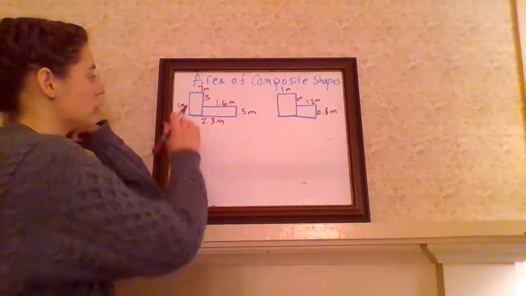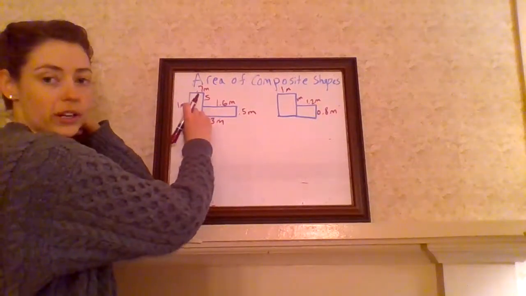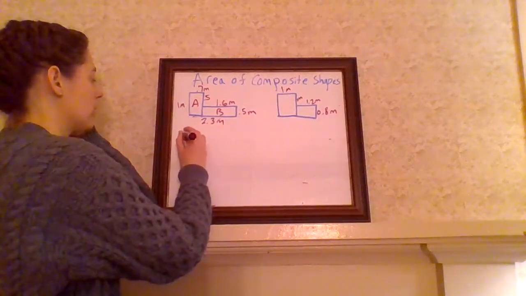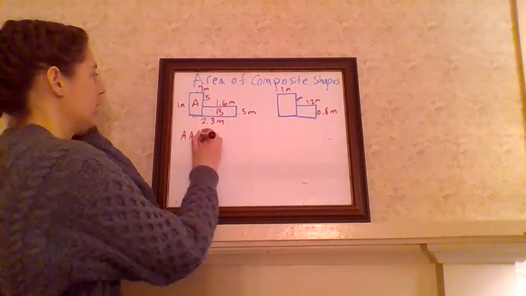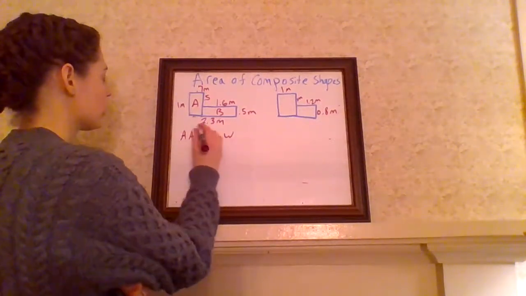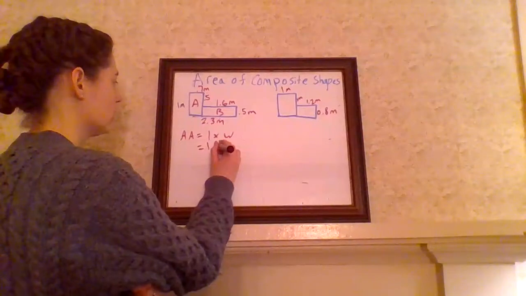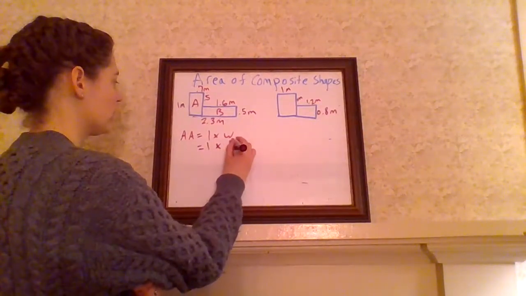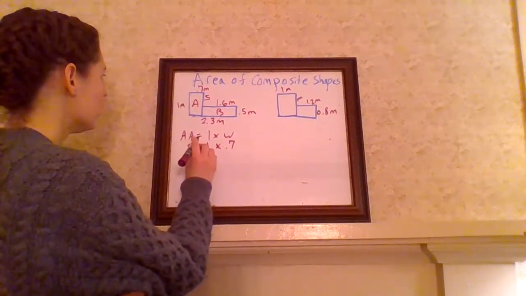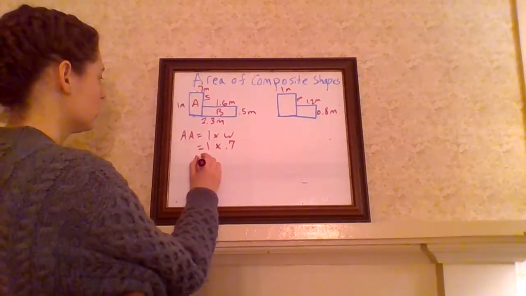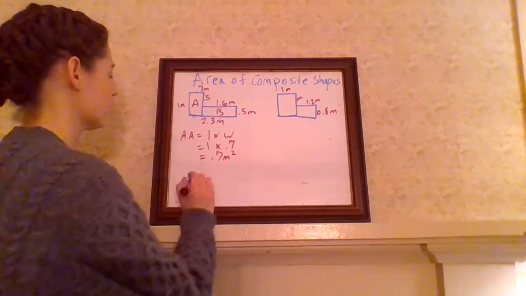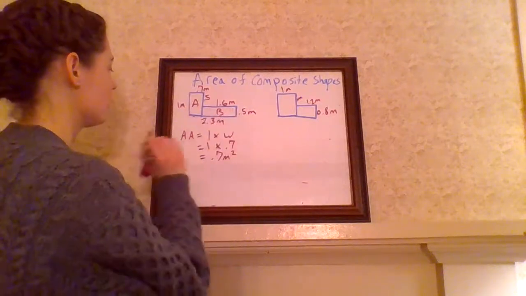So what you can do now is find the area of figure A and the area of figure B, okay? The area of A is equal to length times width because it's a rectangle, and then we plug in our numbers. So 1 meter times 0.7 of a meter, okay? So now we have 0.7 meters squared, okay? Then we'll find this part of the area.